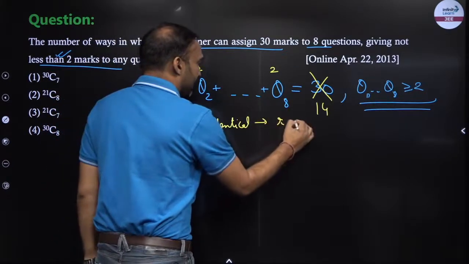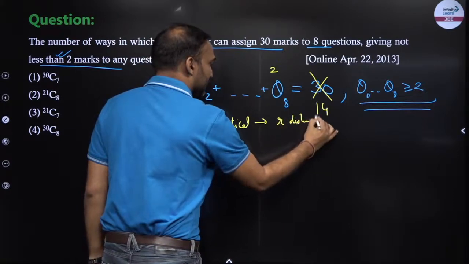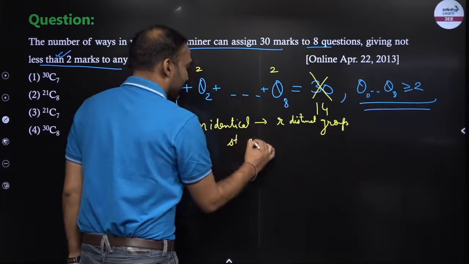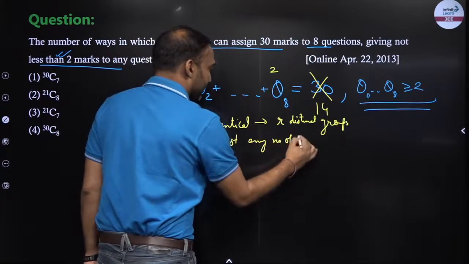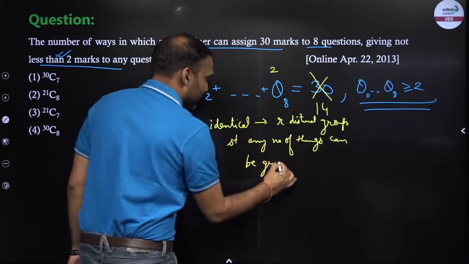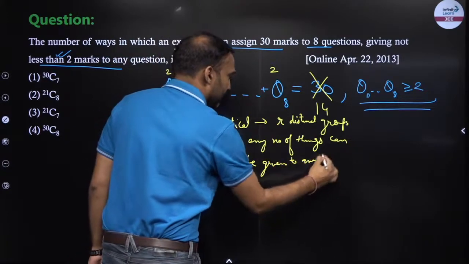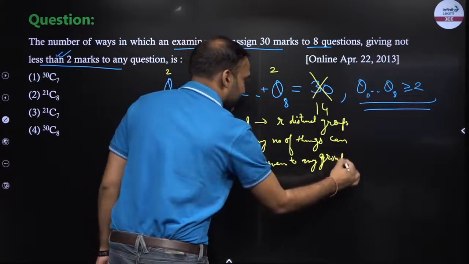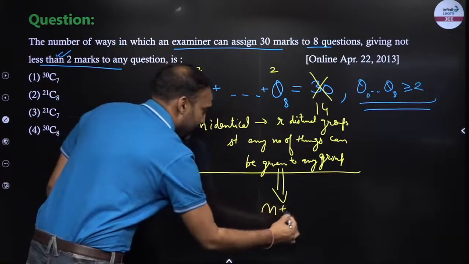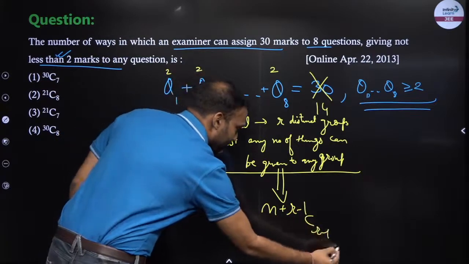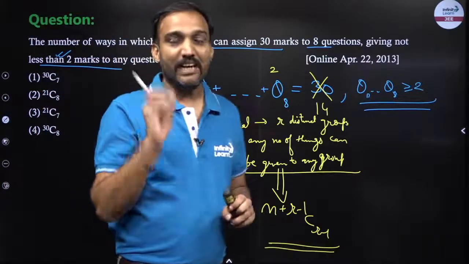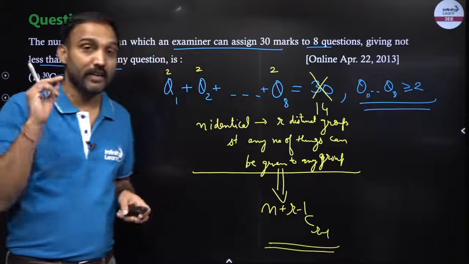to be distributed among r distinct groups such that any number of things can be given to any group, right? If you find these 3 conditions, always remember your answer is n plus r minus 1 C r minus 1. One of the important concepts, you will find many problems based on this in JEE Mains and JEE Advanced and in other competition exams as well.